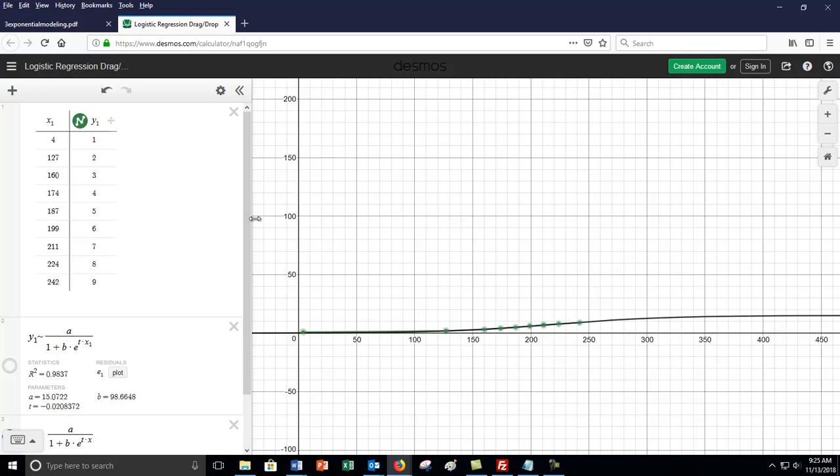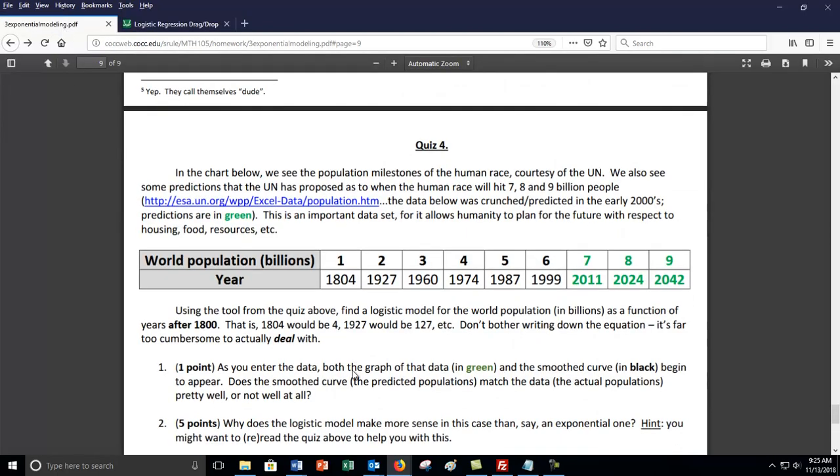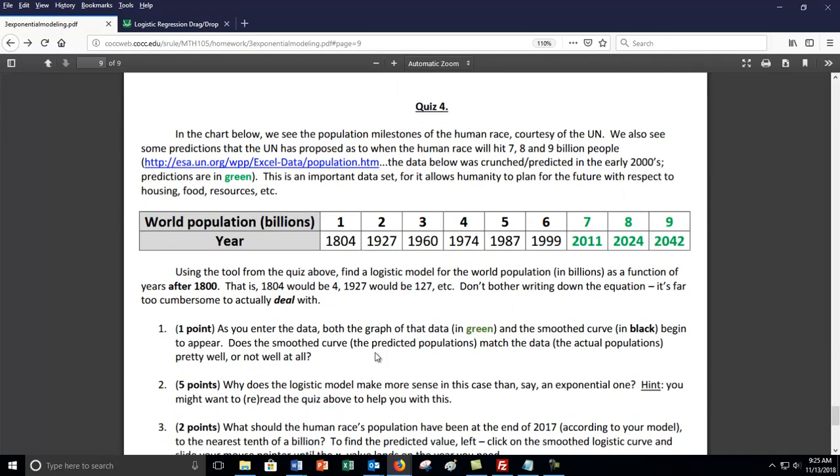I think you can see what's going on. Anyway, back to the quiz. As you know, the data, there's a smooth curve. The predicted populations match the actual population data. So your data is green, and then the curve keeps going.